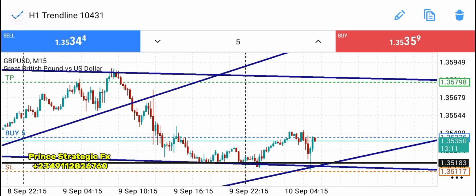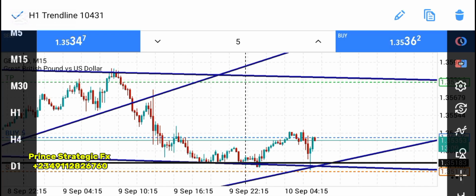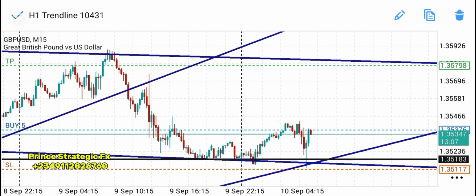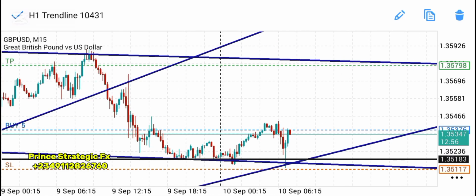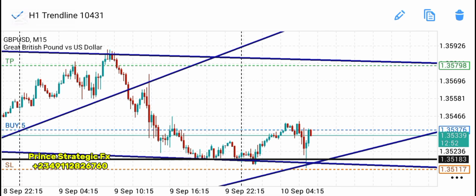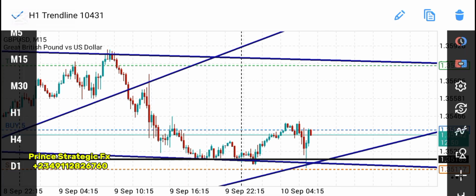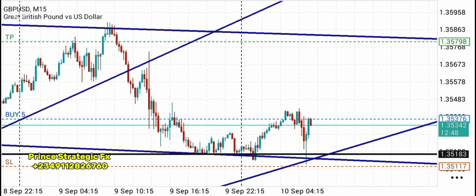Right? Just there. So automatically we have done every single thing that we needed to do, and we are going to relax and just watch the market do its thing. Right? You don't need to panic over this one. Just relax and watch the market do its thing. So while we wait for this to happen, right?